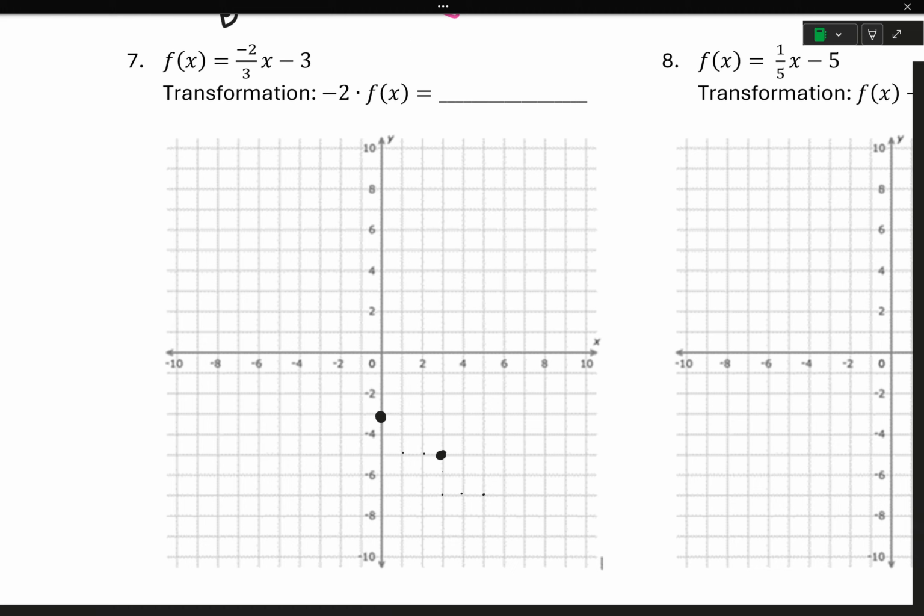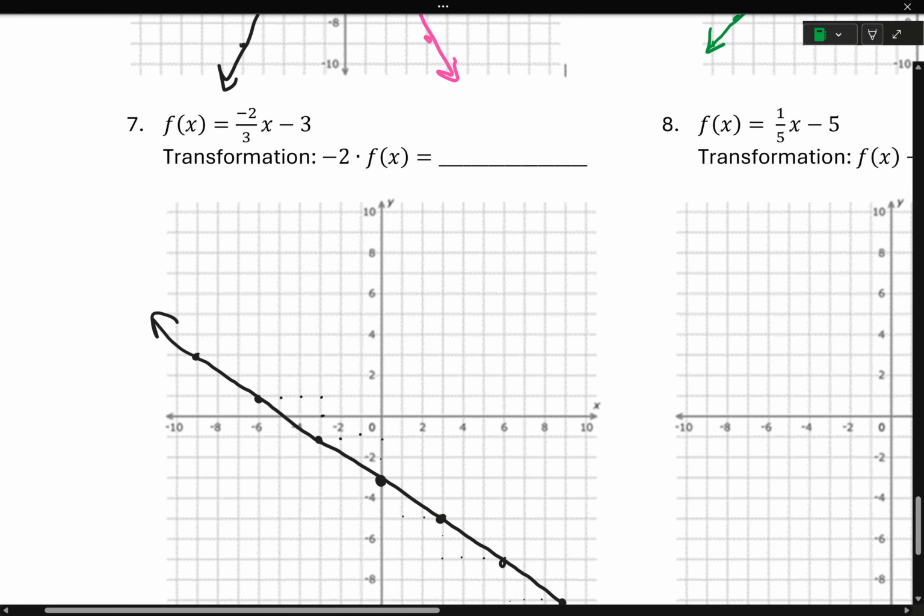I'm going to keep going down 2 to the right 3. And then I'm going to also go backwards. Again, if you want me to show you how, I'm happy to show you how. But all you really need is 2 dots and a straight edge. Next, we're going to perform another dilation where we're going to multiply f of x. Let's do it. -2 times -2/3 x minus 3.